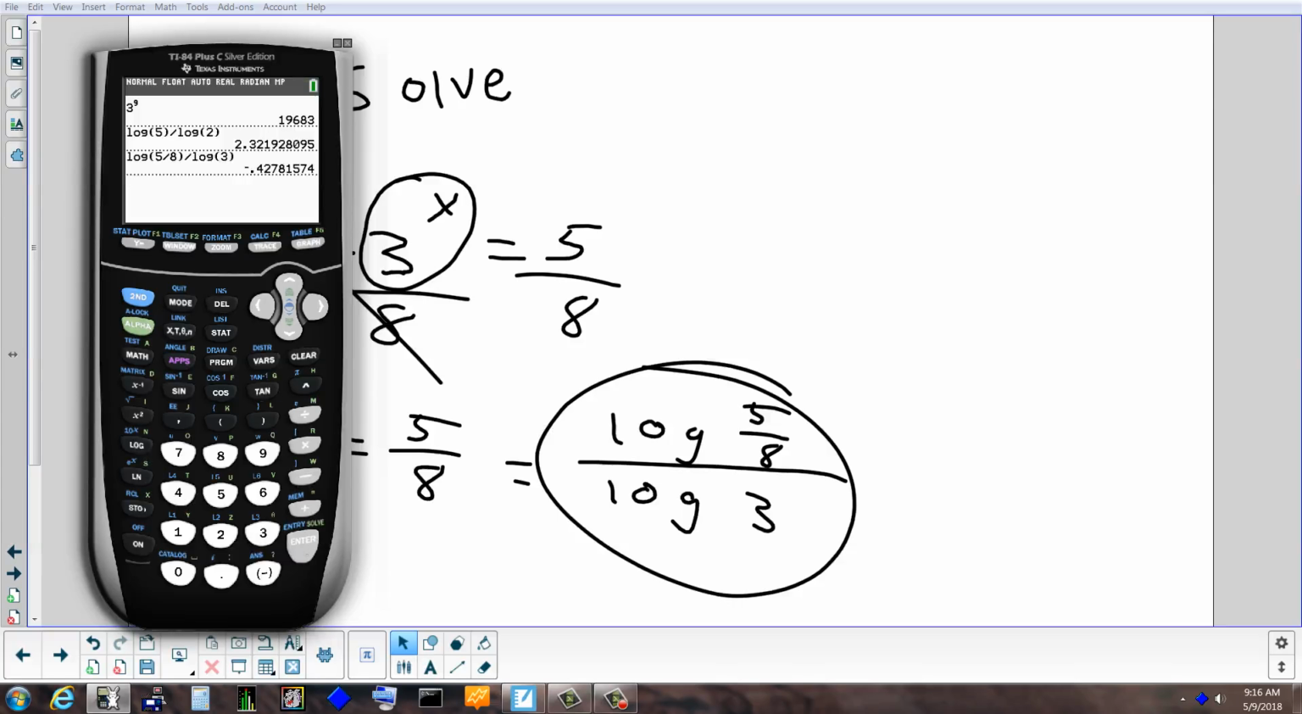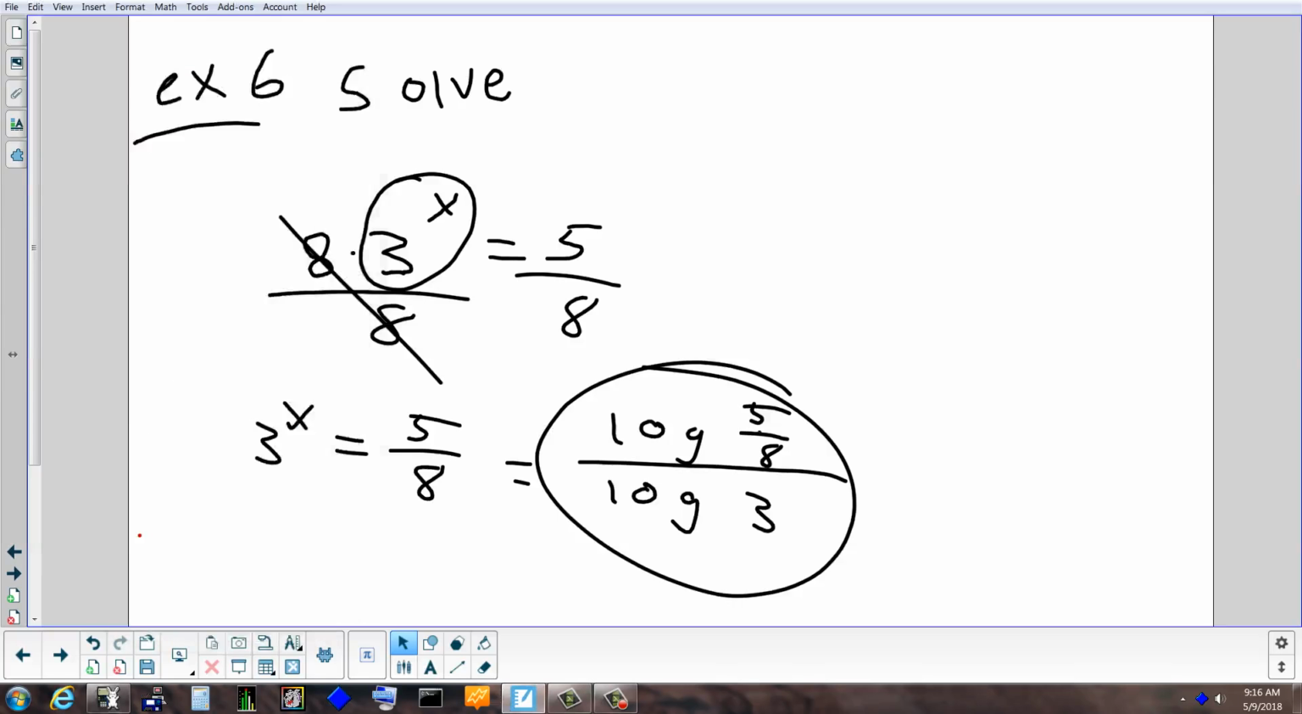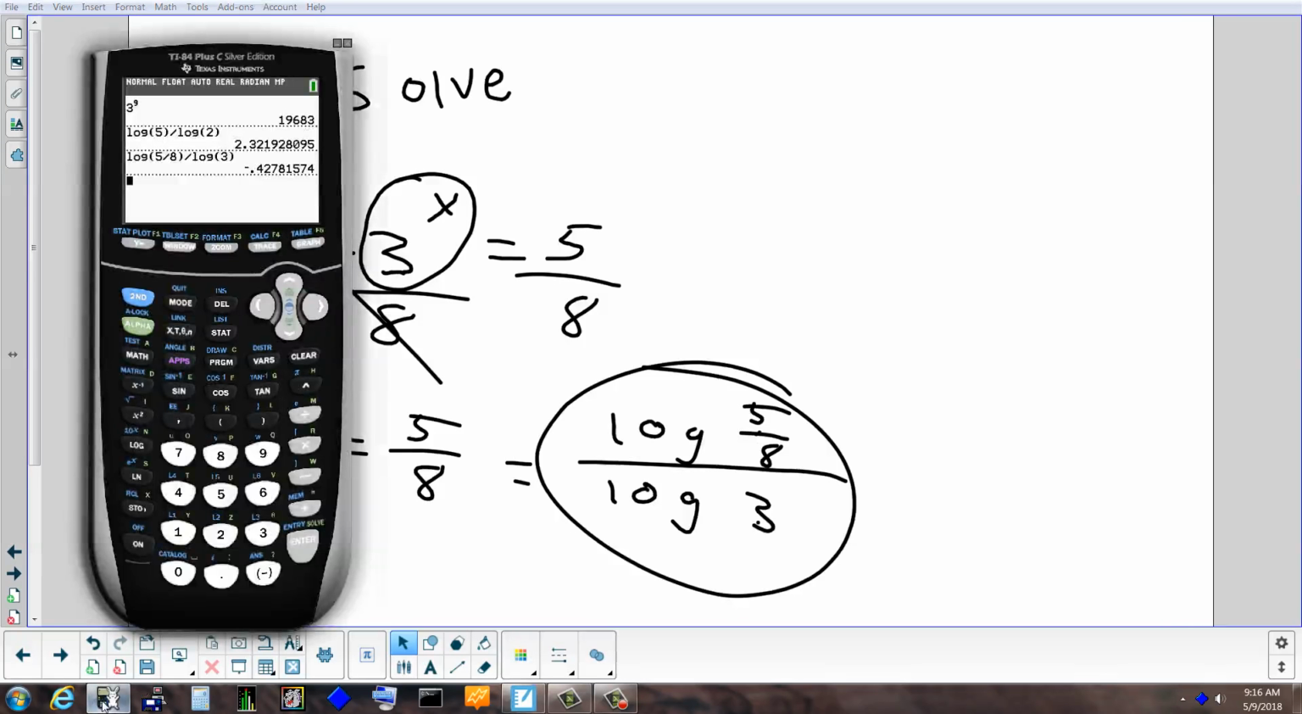Now, I mentioned earlier that you don't want to take the log of a negative number, and I didn't. 5/8 is a positive fraction. 3 is a positive number. The result came out negative. That's fine, as long as these two numbers are not negative. Okay? So negative 0.43.